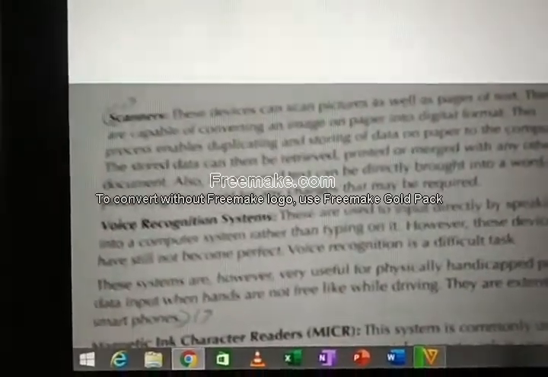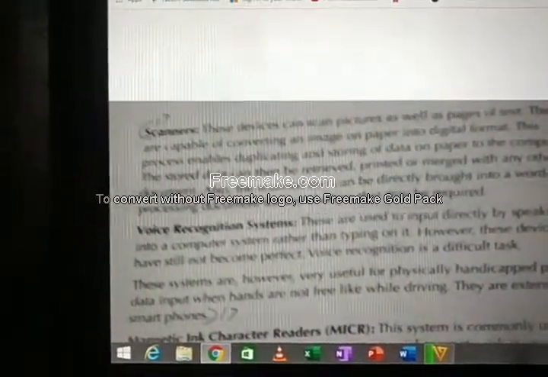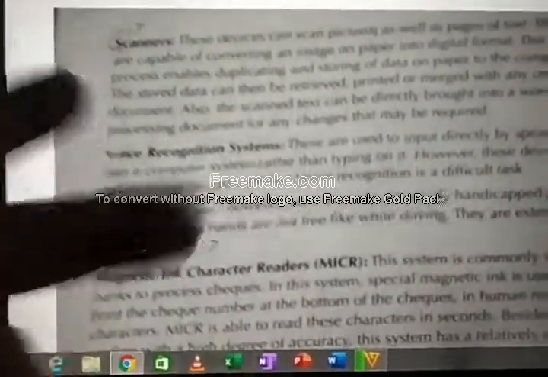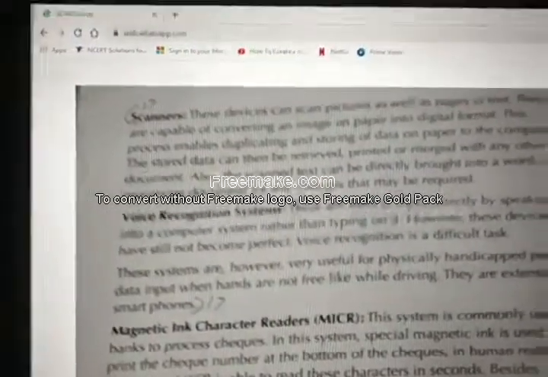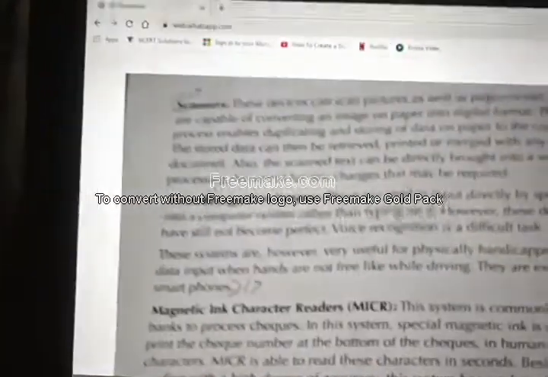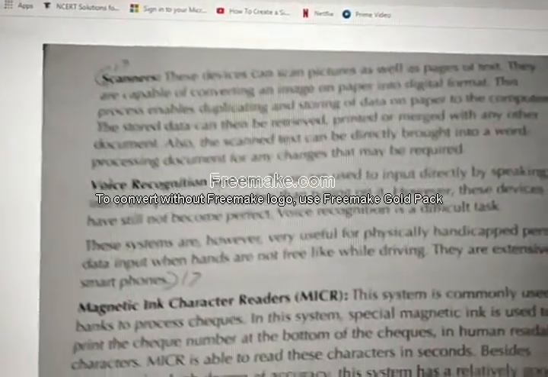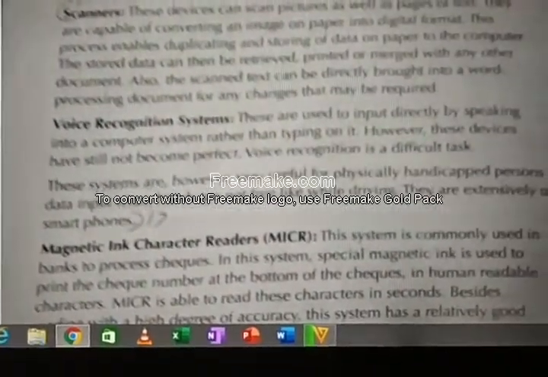This process enables duplicating and storing data on paper to the computer. So you can easily duplicate the data which is on the paper, convert it and store it in the computer. And whenever you need, you can edit it, you can print it, you can make modifications in it.